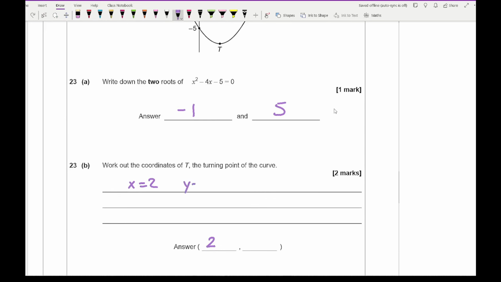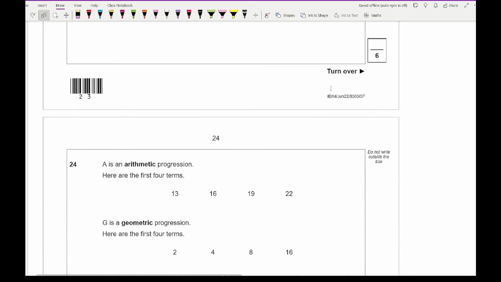Then to work out the y value, if I write down the formula, which is y equals x squared minus 4x minus 5, and I substitute x equals 2, it's going to be 2 squared minus 4 times 2, take away 5. And if I type that all into my calculator, it gives me an answer of minus 9. So the turning point coordinate will be (2, minus 9).